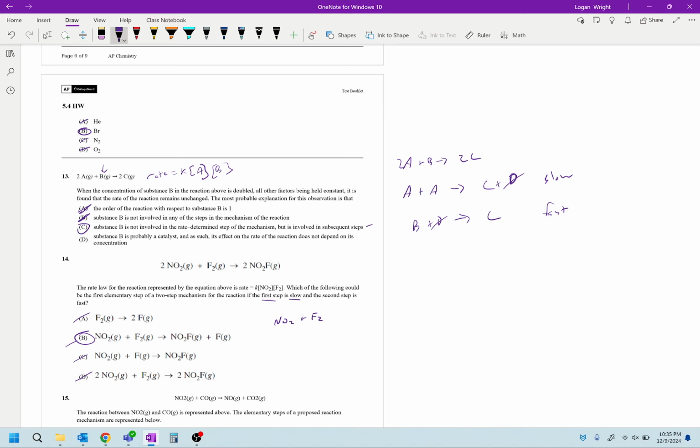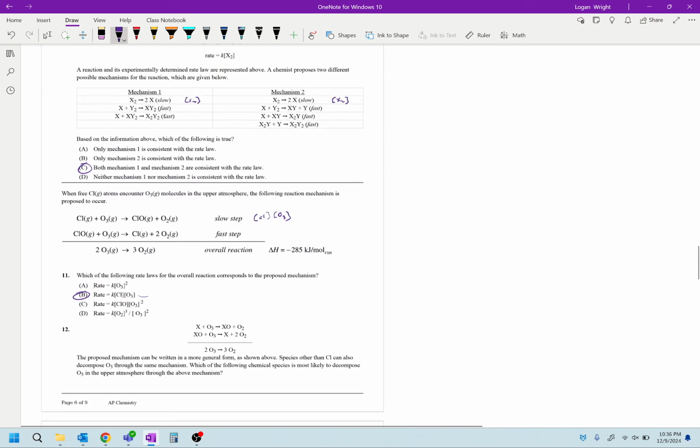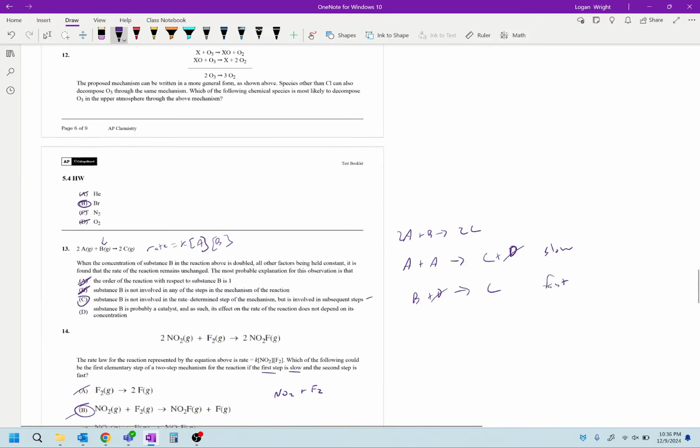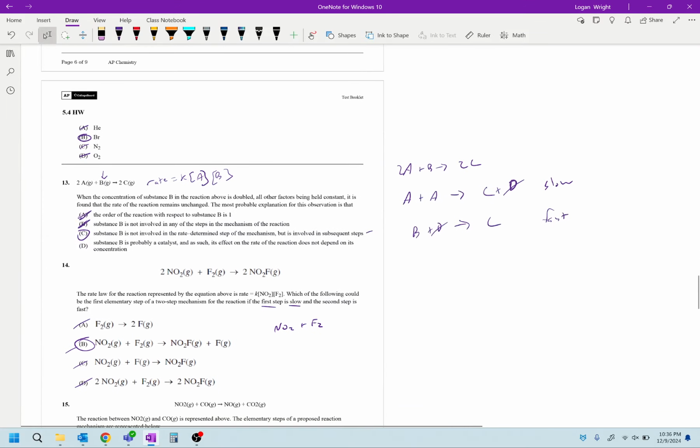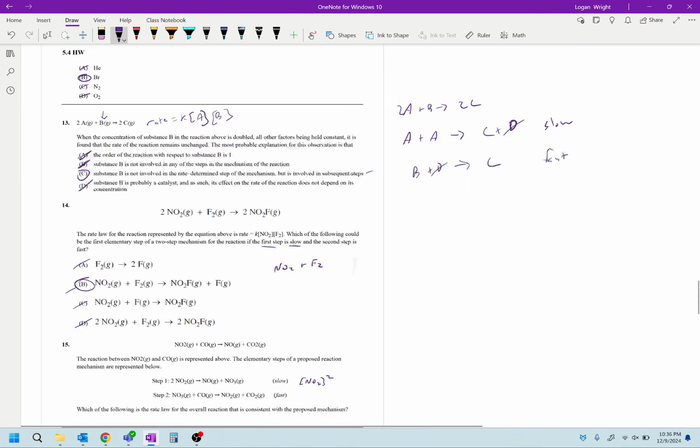Substance B is probably a catalyst, and as such, its effect on the rate of the reaction does not depend on its concentration. We actually have seen other cases above where the catalyst, like here, chlorine is a catalyst. The catalyst's concentration can still affect the rate. So a more concentrated catalyst will usually have a greater effect. So that means C is our best answer choice. Trying to go quickly through this. We've got most of them. People are going to care about 15 a lot.